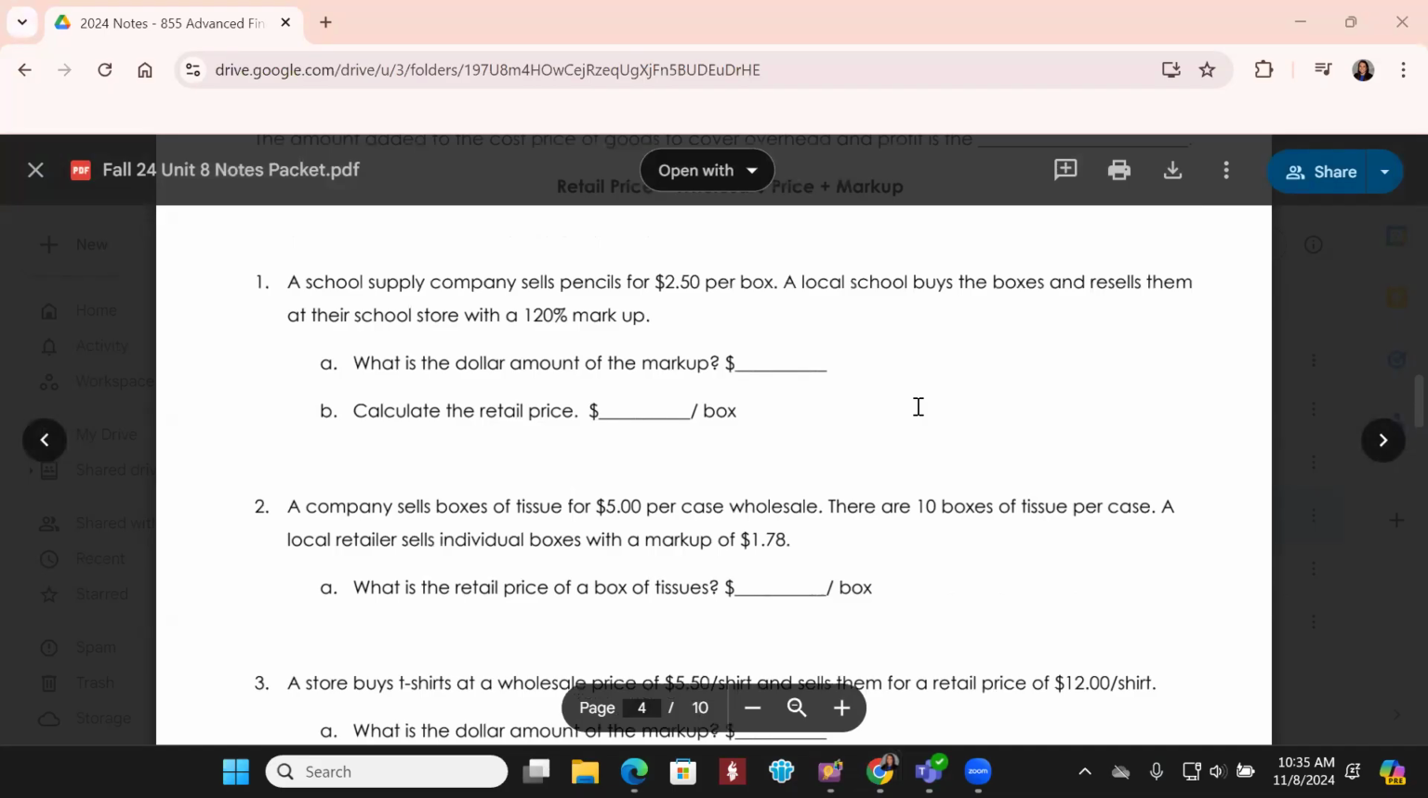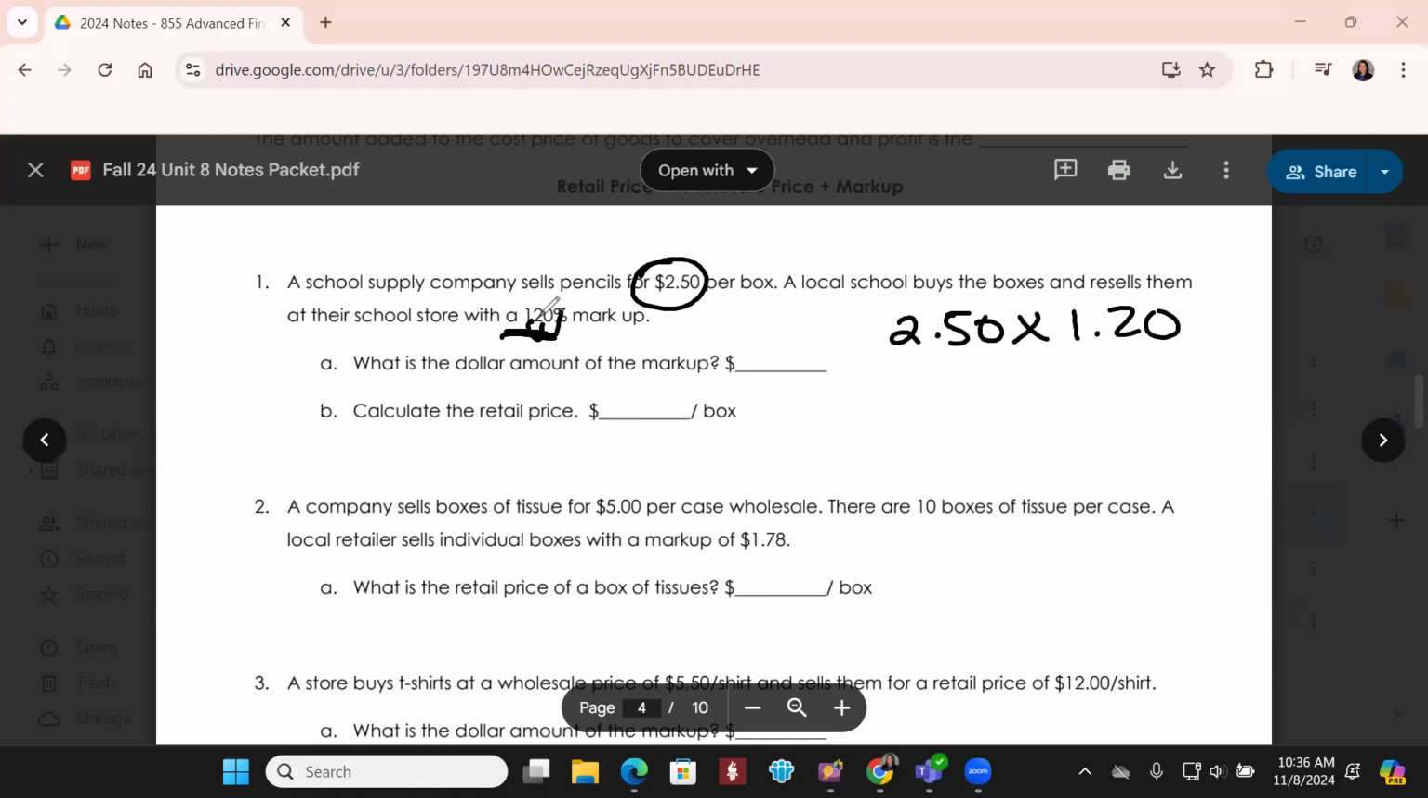A school supply company sells pencils for $2.50 per box. A local school buys the boxes and resells them at their school with a 120% markup. What's the dollar amount for the markup? We're going to take how much it costs initially and multiply it times that percent. So 2.50 times 1.20. Why is it 1.20? Remember, we move the decimal two places, so that would be 1.2.